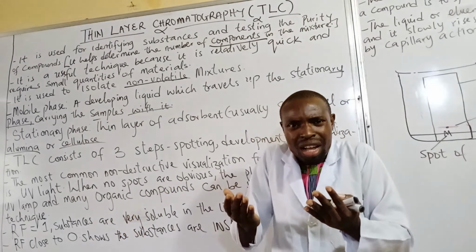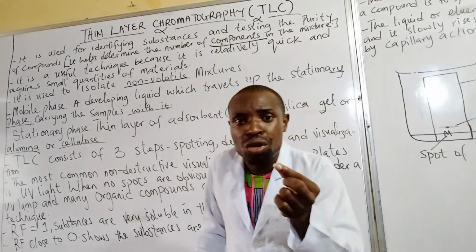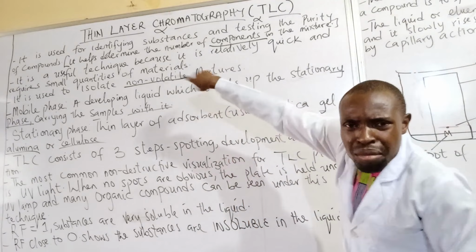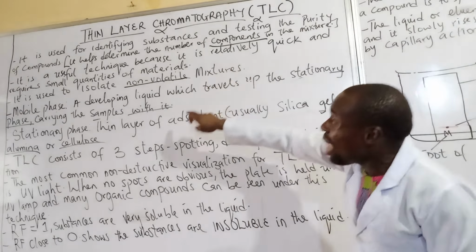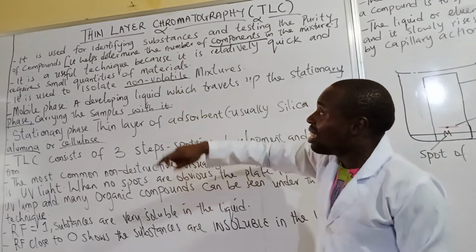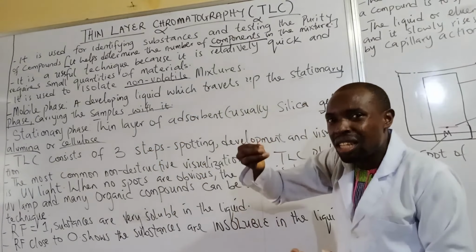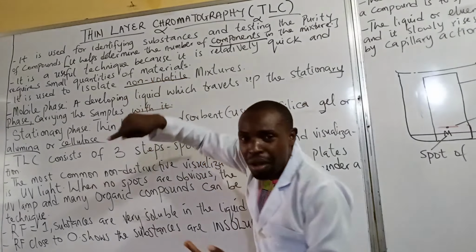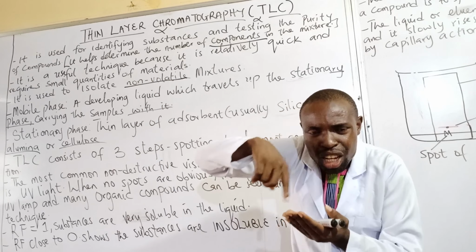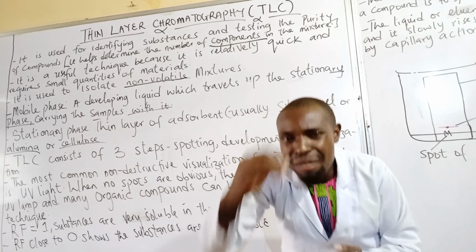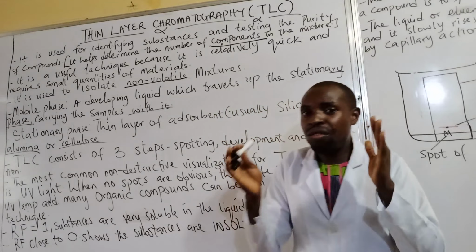They develop, and as they develop, what happens with the use of these processes, or with the use of this capillary action, which we have said is that a developing liquid travels up the stationary phase carrying the samples with it. So that step, or that process, is what we call what now? The developmental step. But in the case of the visualization step, very, very simple.